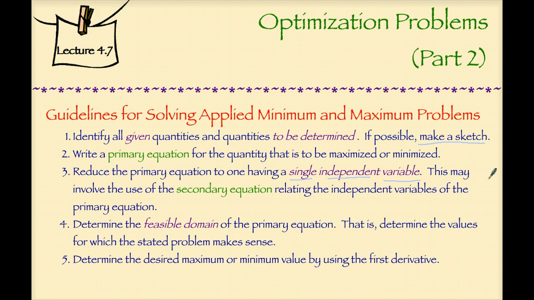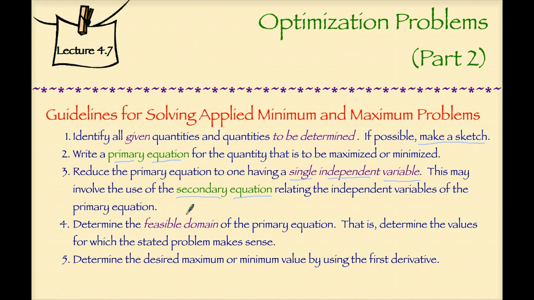But for you to be able to take the first derivative of your primary equation, it needs to have only one independent variable. That means, of course, that we would need to use a secondary equation, which relates the same variables that the primary one does, but you'll use the secondary equation to solve for one variable in terms of the other, so that you'll be able to replace one of the variables in the primary equation with that substituted value, resulting in a primary equation which has one independent variable.